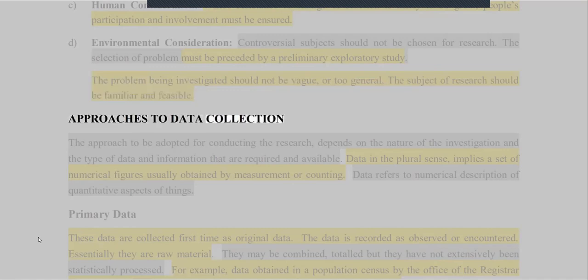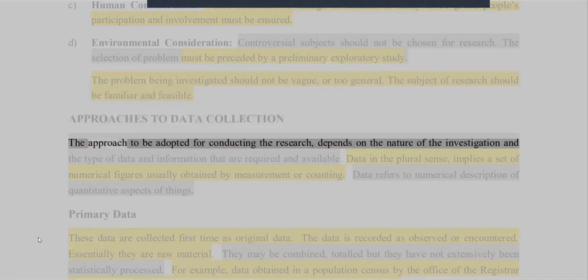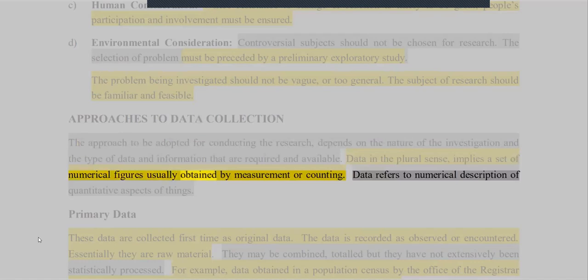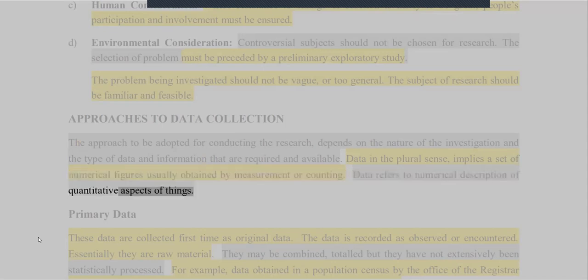Approaches to data collection. The approach to be adopted for conducting the research depends on the nature of the investigation and the type of data and information that are required and available. Data in the plural sense implies a set of numerical figures usually obtained by measurement or counting. Data refers to numerical description of quantitative aspects of things.